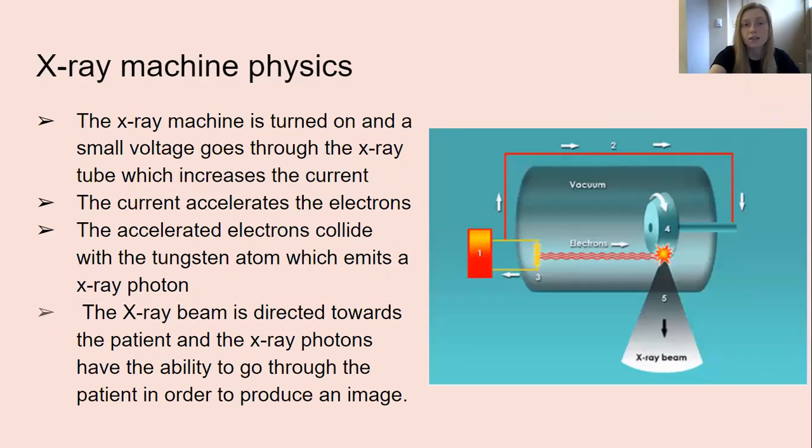A brief physics overview of an X-ray machine: when the X-ray machine is turned on, a small voltage goes through the X-ray tube, which increases the current. This current accelerates the electrons, and the accelerated electrons collide with the tungsten atom, which emits an X-ray photon. The X-ray beam is directed towards the patient, and the X-ray photons have the ability to go through the patient in order to produce an image.